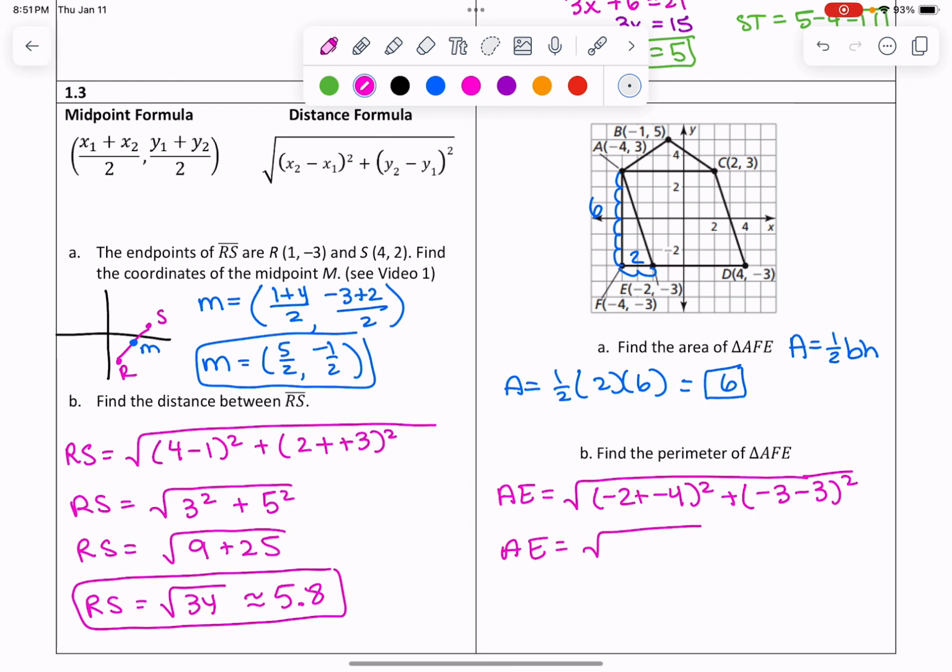We've got that minus minus is plus plus, and so -2 plus 4 is going to be a 2 squared is 4, plus -3 minus 3 is a -6 squared is 36, and that's going to give me the square root of 40. So if I plug that into my calculator, I get about 6.3. Well, now that I know all three sides, I can find the perimeter by adding the 6 plus the 2 plus the 6.3 to get a perimeter of 14.3.